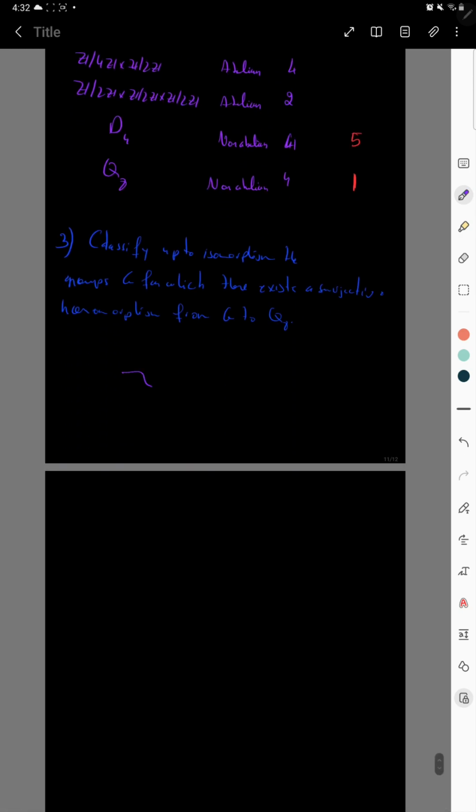Okay, now so let's do this. Really what you're looking for is to classify: if rho from Q8 to G is a surjective homomorphism, then Q8 mod the kernel of rho is isomorphic to G. So now what we have to look for, since the kernel could be any normal subgroup, we know that a subgroup is normal if and only if it's the kernel of a homomorphism.